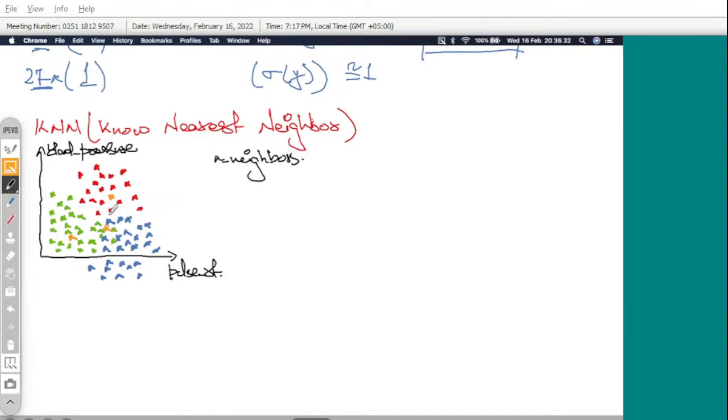How many neighbors do we want to look at? Suppose this is the new patient, and I said 5. So we will check 5 neighbors. All the 5 belong to red, so this prediction will be red. Here all the 5 belong to green, so the prediction will be green. Here, the majority out of 5, let's say 1, 2, 3, 4, 5, right? We can see 3 belong to green, 2 belong to blue. So this will be green, right? So that's how multi-class classification can be done using the k nearest neighbors, KNN algorithm. Easy?